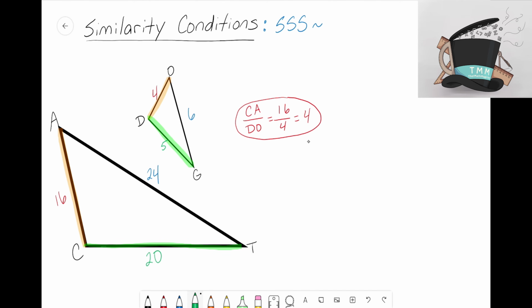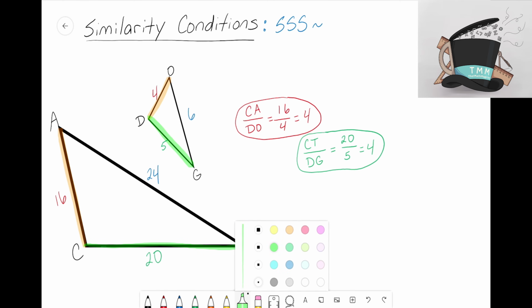Since I did big over little, I'm going to continue that here. I'm going to take side CT and put it over side DG. Well, CT has a side length of 20, DG has a side length of 5. 20 divided by 5 simplifies to 4, and we are in good shape. Right now, we have proven that two sides of this triangle share the zoom factor of 4. Our final fact to find out is whether or not side AT and side OG also have that same zoom factor.